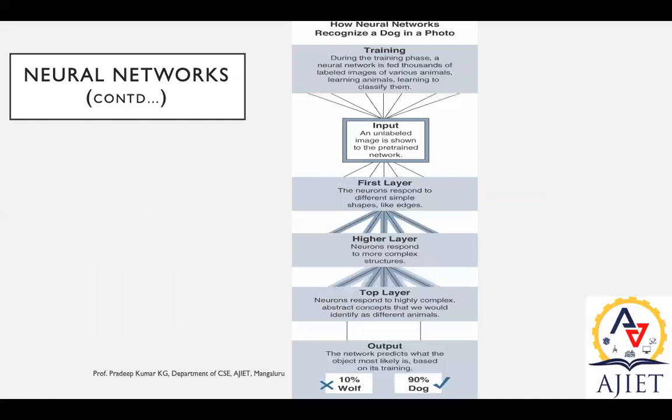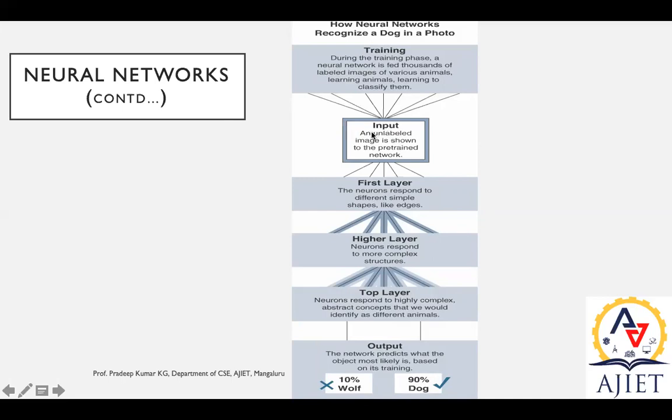So here is an example of how neural networks recognize a dog in a photo. Please follow my cursor together. Suppose we have a training set. During the training phase, a neural network is fed thousands of labeled images of various animals, learning to classify them. This is the setup, training data. So during training, we are supposed to have a number of images so that it can easily bifurcate various animals. So labeling has been done. Once we are done with the labeling, it is easier for us to bifurcate different animals. So classification has been done using those labels. That is training.